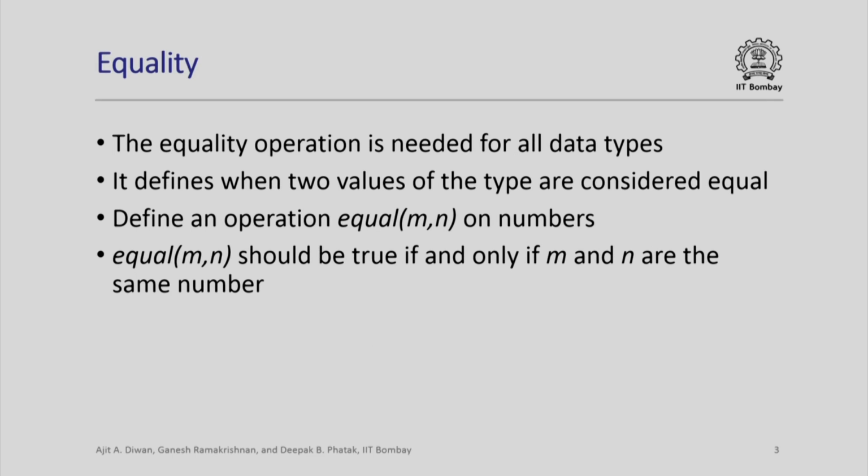This is typically required whenever you define any data type. Any data type has ways of constructing its values by different operations, but you need to specify when two values are considered to be equal. So, typically there is a double equal to operator for any type in C++, which you will need to define whenever you define your own type. So, this specifies when two values are equal. So, let us look at what we mean by when are two numbers equal.